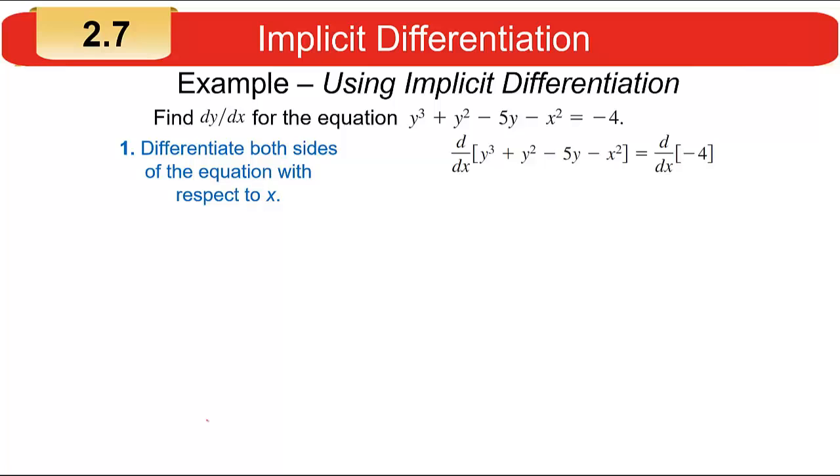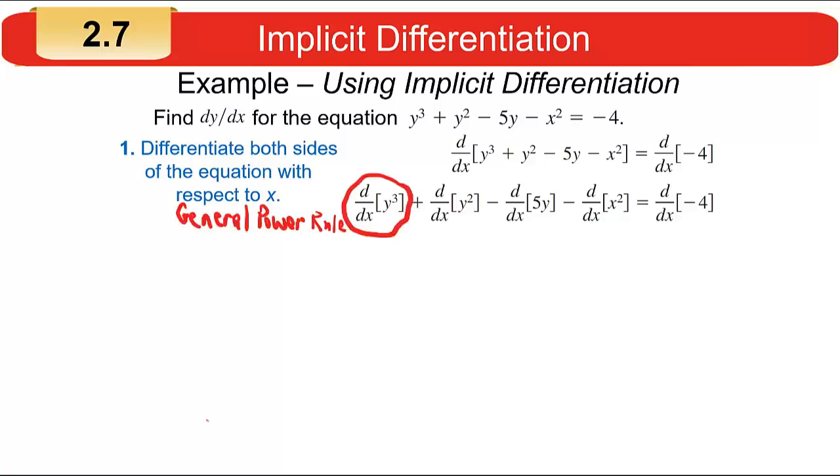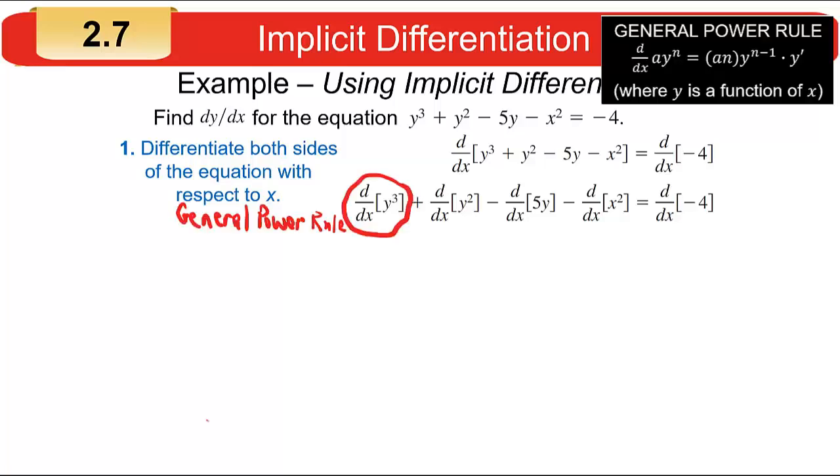So you're going to go through and take the left-hand side with respect to x and the right-hand side with respect to x. And since there are 4 terms on the left, that basically means you're going to take 4 derivatives on the left and 1 derivative on the right. But each of those derivatives is ultra simple. The first one, again, is a general power rule problem because it has a y in it to a power. Remember, we're assuming y is a function of x, and if you've got a function of x raised to a power, you're going to be using the general power rule.